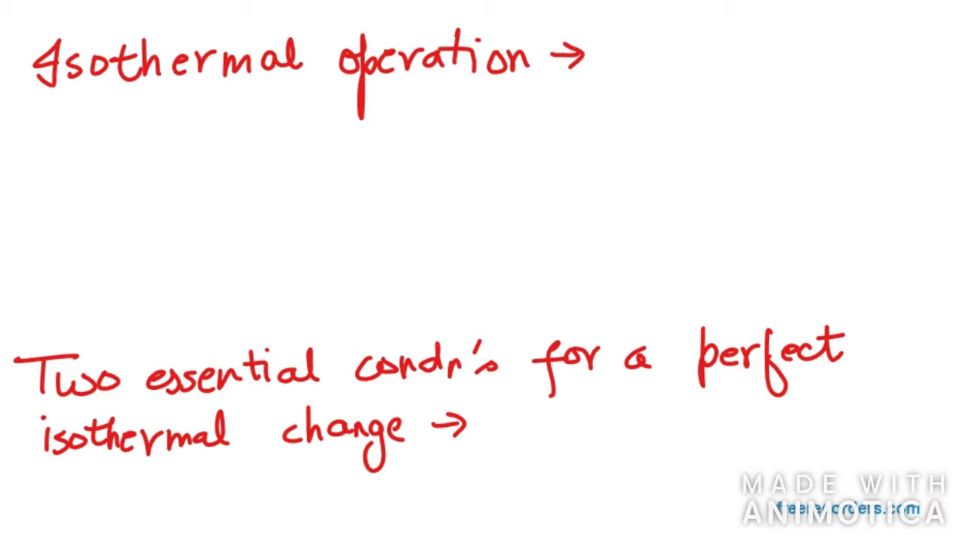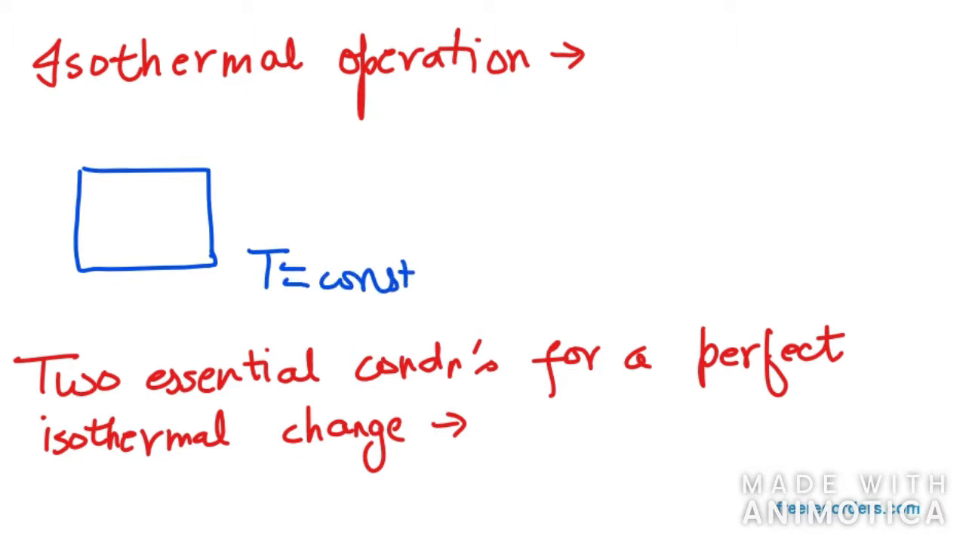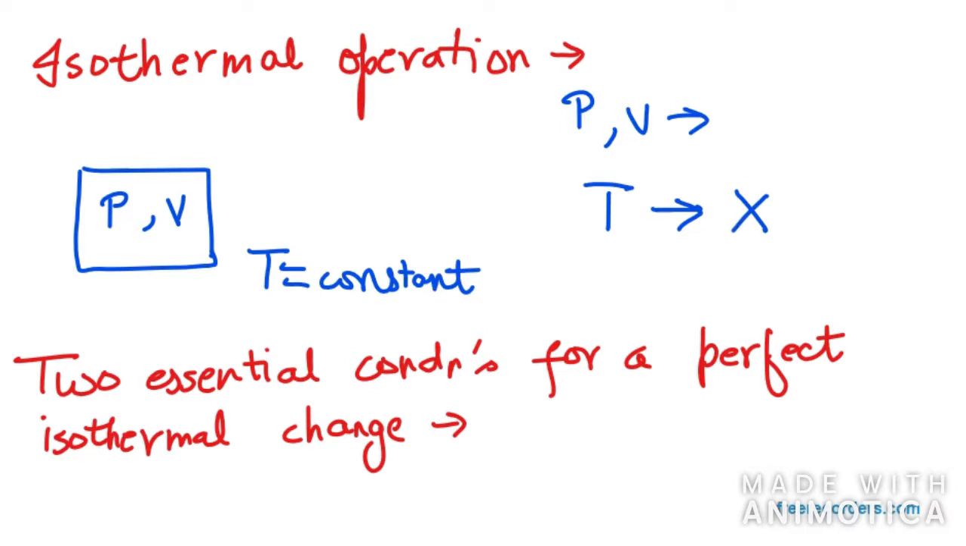That means there won't be any temperature change inside the thermodynamical system. P will be changing, V will be changing, but the temperature in this case will be constant. T is constant in this condition, but P is changing and V is changing. So if there is a change in pressure and volume without changing temperature, then we can say that it is an isothermal operation. There should not be any change in temperature, but there should be a change in pressure and volume. Then only we can consider it as an isothermal operation.